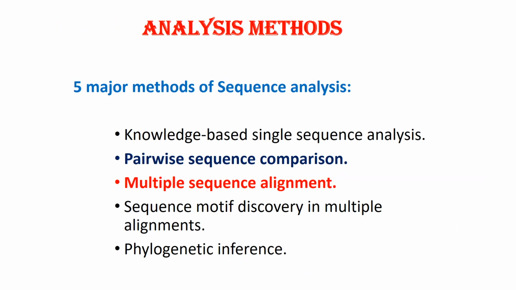From this knowledge, we will move to sequence analysis. Sequence analysis is very important for genomic research and proteomics research. There are 5 different methods regularly used for sequence analysis. They are knowledge-based single sequence analysis, pairwise sequence comparison, multiple sequence alignment, sequence motif discovery in multiple alignment, and phylogenetic tree. These 5 methods are used for different purposes. The comparison method or alignment method is also different. What kind of method will be useful is a different scenario.